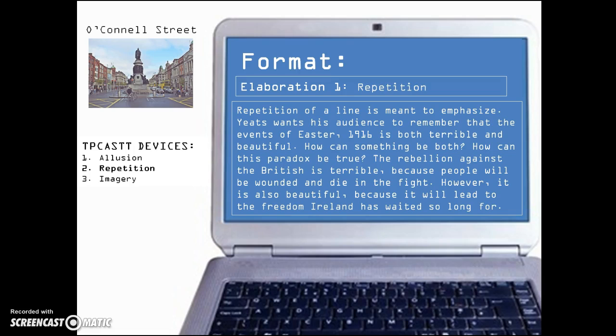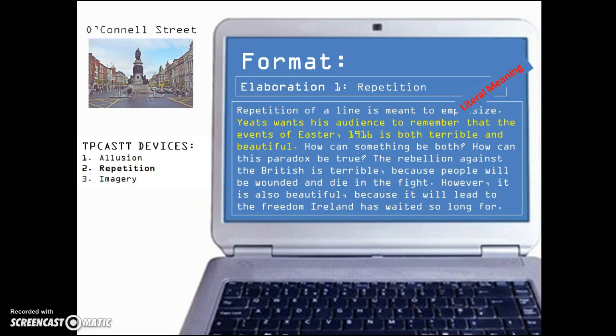Now, what is important about these several sentences? The first thing is the sentence that reads, "Repetition of a line is meant to emphasize." What that does is it directly states the purpose of the repetition. So when you're writing your elaboration, start out by directly stating what your device is doing. Then you move on to the literal meaning of the quote.